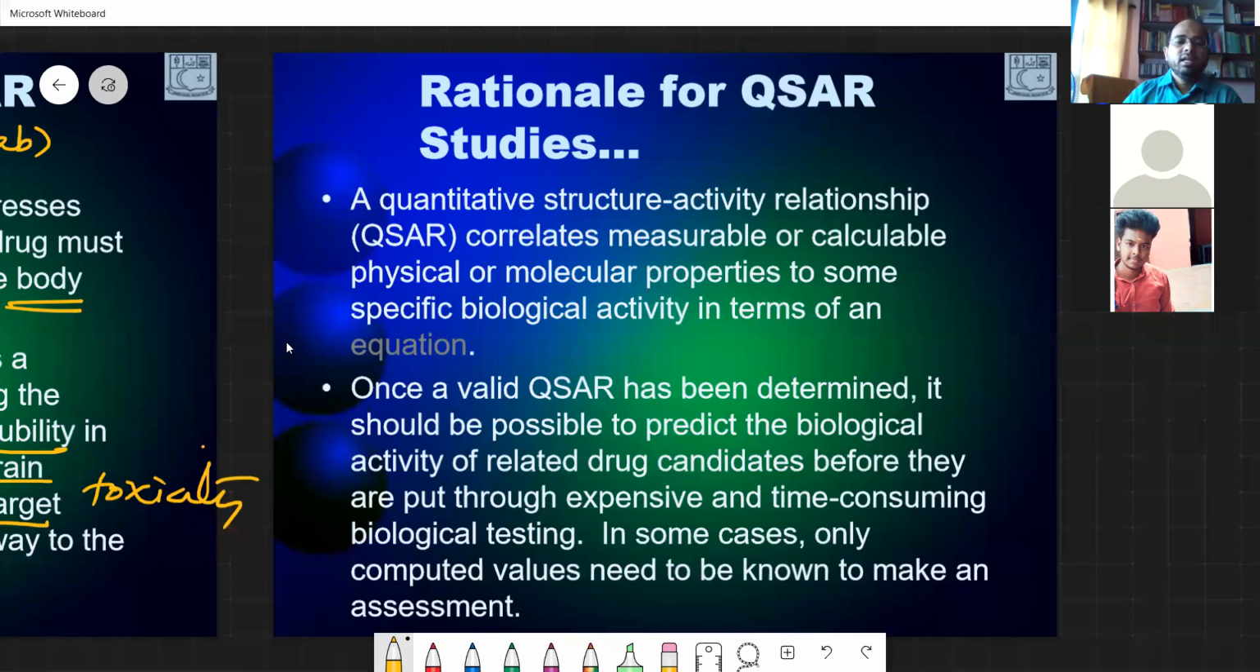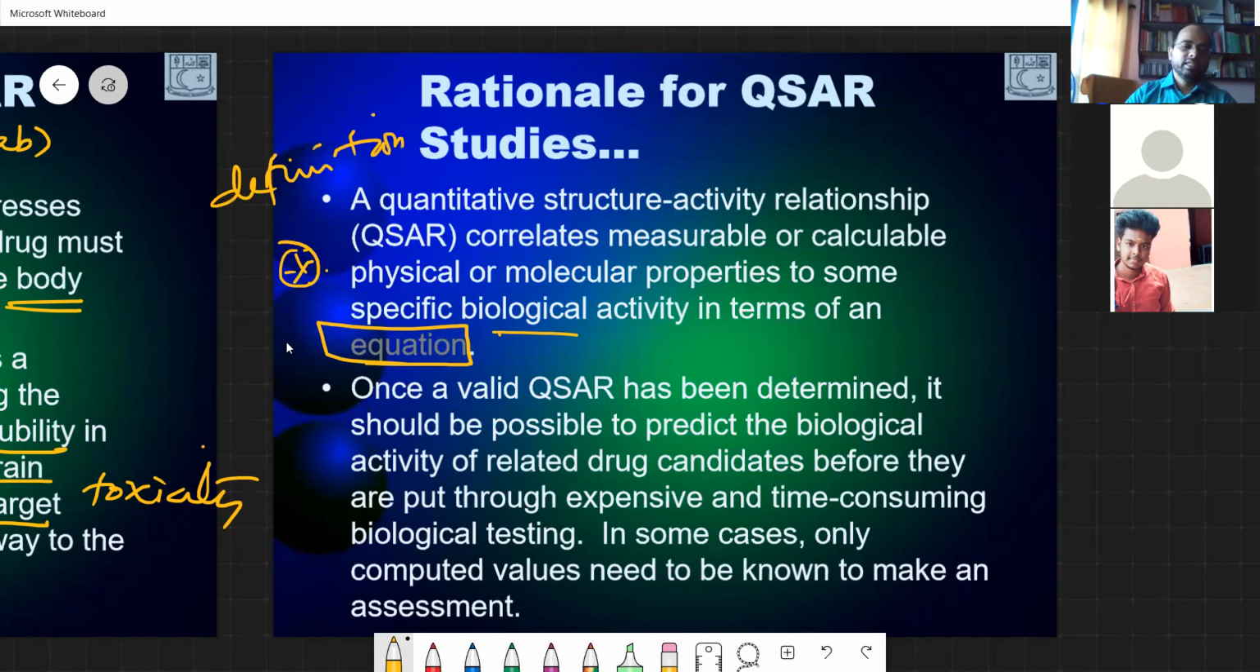QSAR correlates measurable or calculable physical and molecular properties to some biological activity in terms of an equation. This is the definition; you have to write it where it is asked in the exams. Once a valid QSAR equation has been determined, it should be possible to predict the biological activity of related drug candidates before they are put through expensive and time-consuming biological testing.